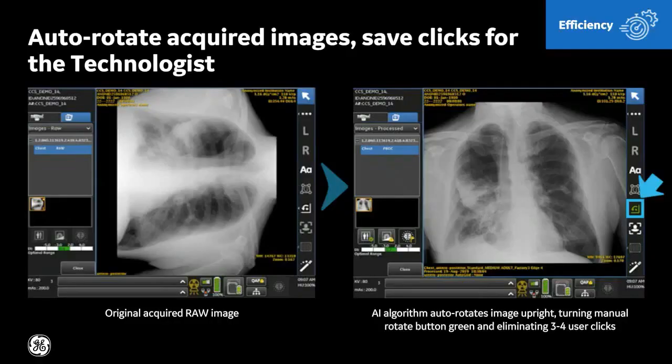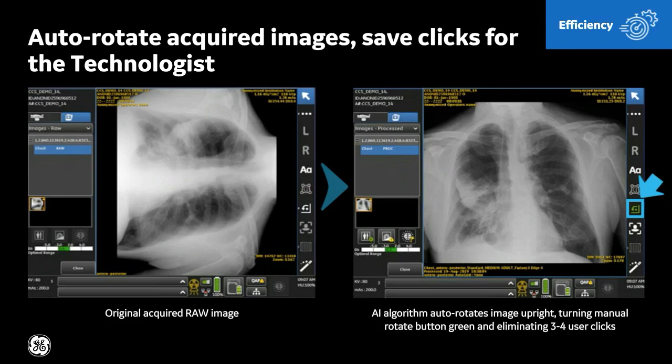Let's look at efficiency first. If you focus on the image on the left, in a complex workflow, remember my conversation about a detector being placed behind the patient. Now the detector orientation may be such that the original acquired image may not be heads up. It might be oriented to the right or to the left. In a typical mid-sized to large hospital, a technologist might end up spending 3 to 4 clicks in order to make that image heads up before he or she closes the examination and exports to PACS.